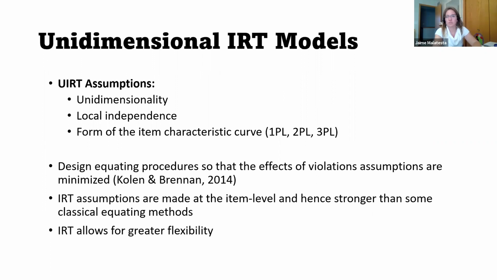And there are techniques to do that. So these three assumptions for unidimensional IRT models are required and should be checked and verified, using all reasonable measures available, prior to using an IRT equating method. So as stressed in the Kolen and Brennan book, we should design equating procedures so that the effects of violations are minimized. So we definitely strive for that. And IRT assumptions are made at the item level, and so they're stronger than some of the classical equating assumptions. But if these assumptions are met, IRT allows for greater flexibility compared to classical equating approaches, which we'll see later on in our training, how that plays out.